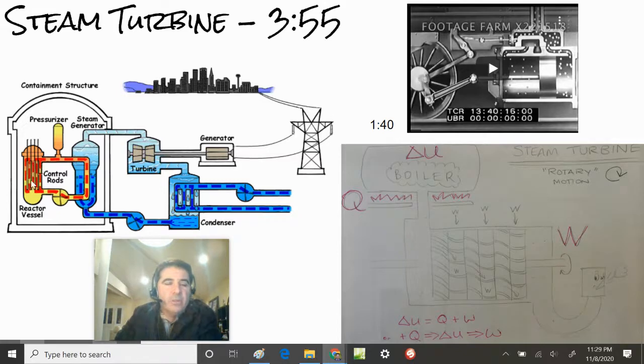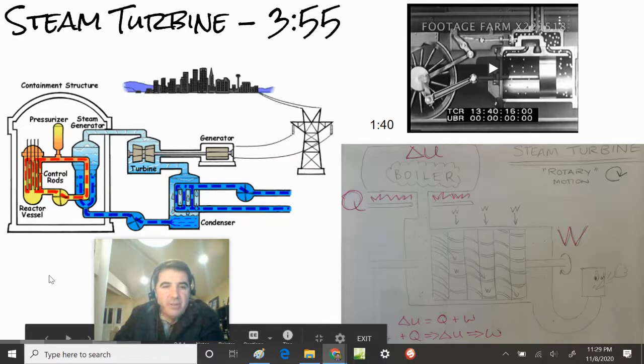Here we got a nuclear system where there are nuclear pellets, like uranium pellets, heating up water. This water gets so hot that it causes steam. The steam goes through a turbine system, which spins a generator, which sends electricity to the city, and then it cools down and cycles around again. So, just another version of an engine.